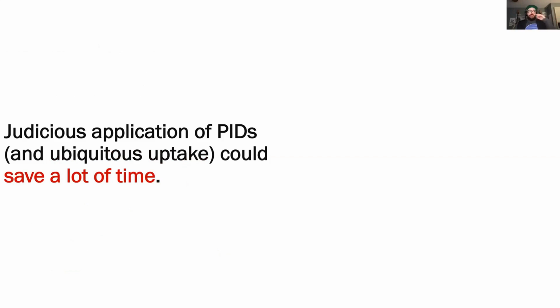Judicious application of persistent identifiers and the ubiquitous uptake therein could save people a huge amount of time. You think about an ideal situation. I say ideal, it really depends on your political stance, I guess. But in an ideal situation, everything would have its own persistent identifier. So each researcher would have an ORCID account, and then you would be able to constantly rely on those things.